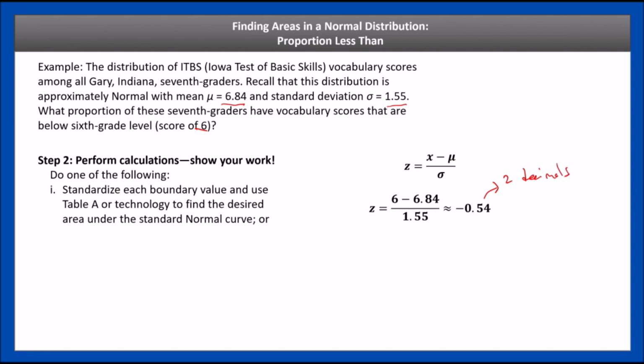So why do we need to convert to a z-score? Well, because we need a table in order to find the area. The only way we're going to find the area underneath that curve is if we use a special table, and this special table uses z-scores. So we need to convert it to z-scores. We'll show you that table in a second.